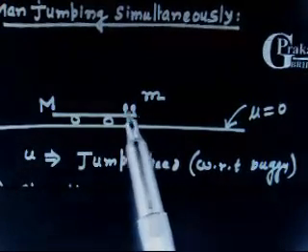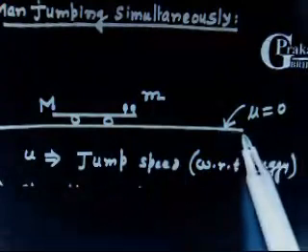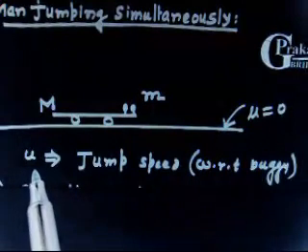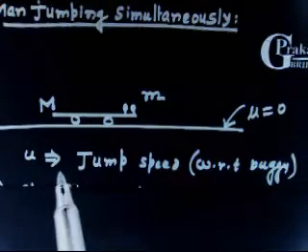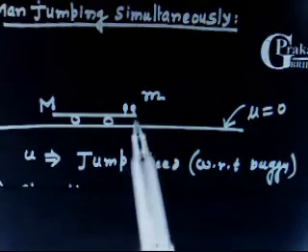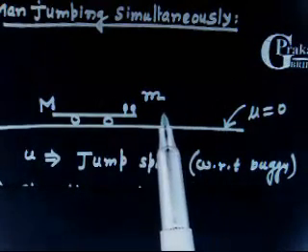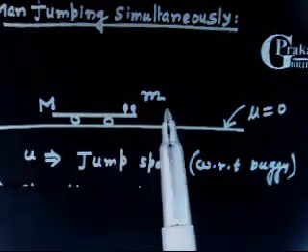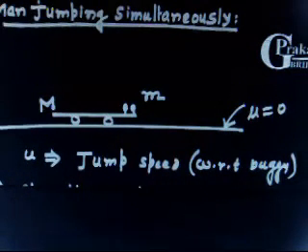So these two men are basically jumping in this direction with a speed u, and the speed u is given, that is the jumping speed, with respect to the buggy. So this man jumps with respect to the buggy with speed u, this man also jumps with respect to the buggy with speed u. Now there are two ways of jumping.